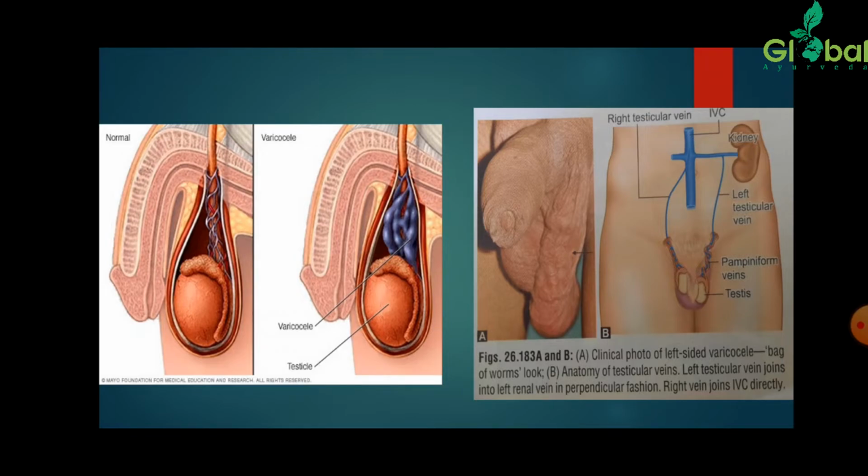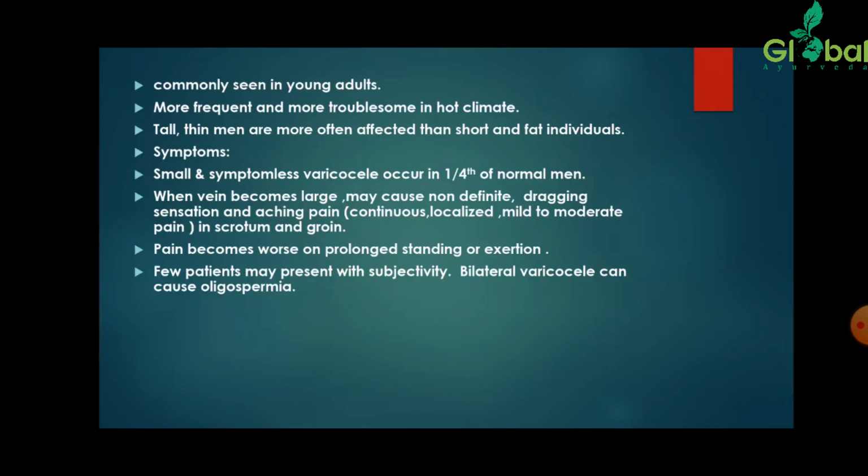Anatomy of testicular veins: left testicular vein joins into left renal vein in perpendicular fashion. Right vein joins IVC directly. It is commonly seen in young adults, more frequent and more troublesome in hot climate. Tall, thin men are more often affected than short and fat individuals. Symptoms: small and symptomless varicocele occurs in 1/4 of normal men. When veins become large, may cause non-definite dragging sensation and aching pain. Pain becomes worse on prolonged standing or exertion. Bilateral varicocele can cause oligospermia.